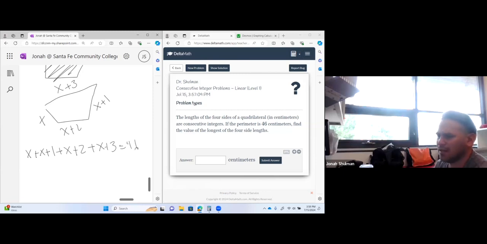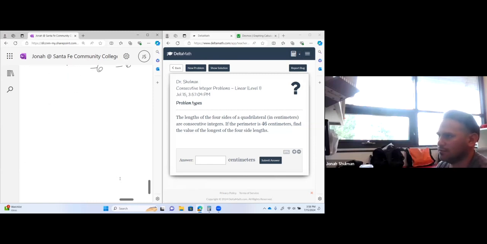What we got to do is add. I got 1, 2, 3, 4 x's. I have 1, 2, 3, so that's 6 equals 46. We're going to subtract 6 from both sides, which is going to make it 4x equals 40.